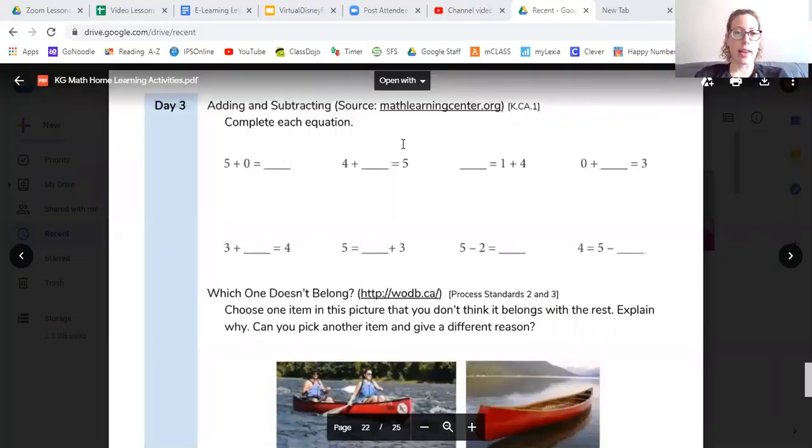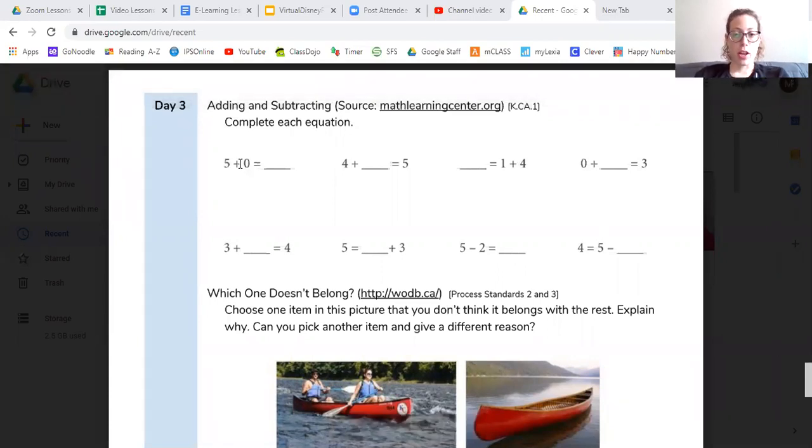Week 4, day 3, adding and subtracting. We have to complete each equation. So we have to check our sign and make sure we're paying attention to that and see if it's addition or subtraction. And then you're going to fill in wherever is missing and has a blank.